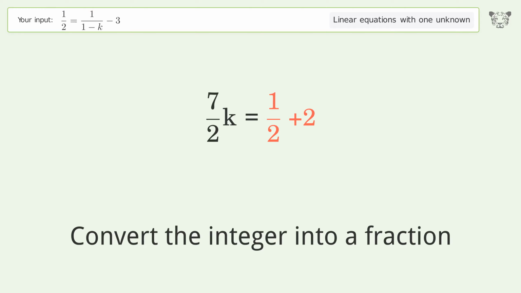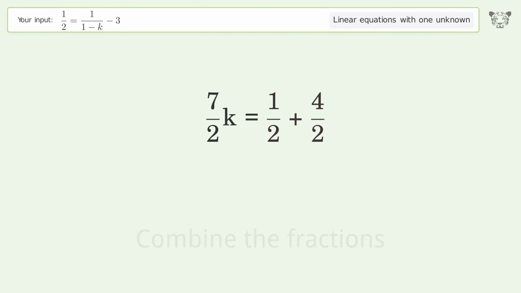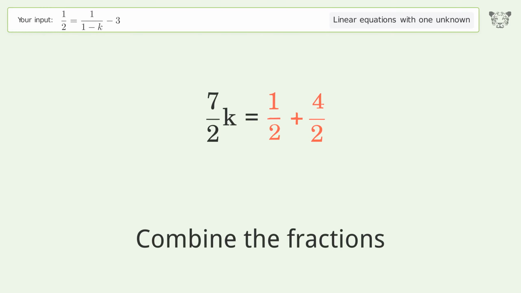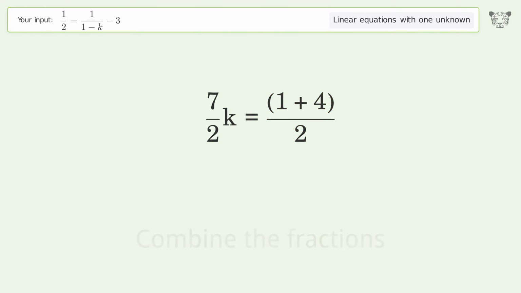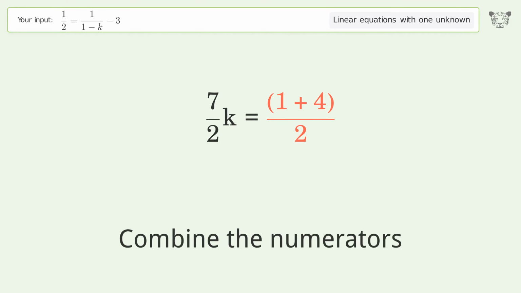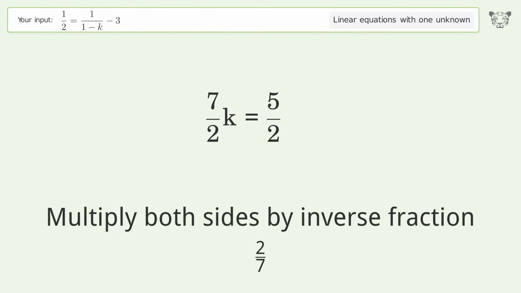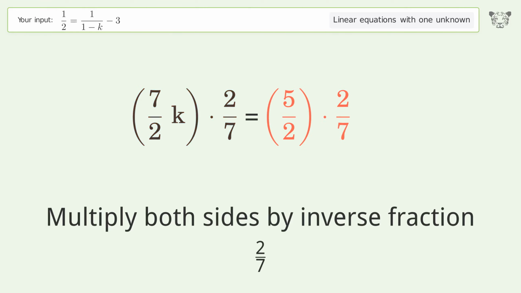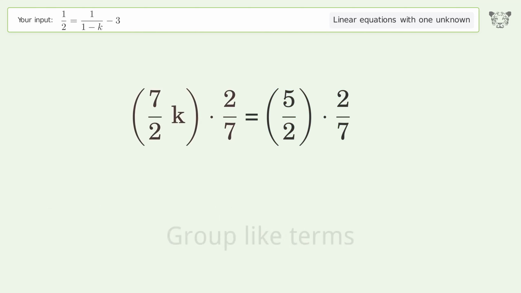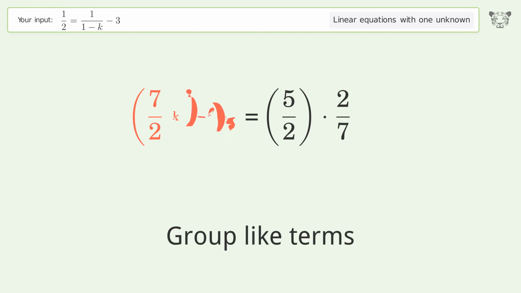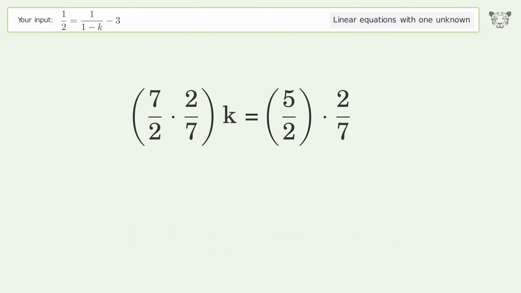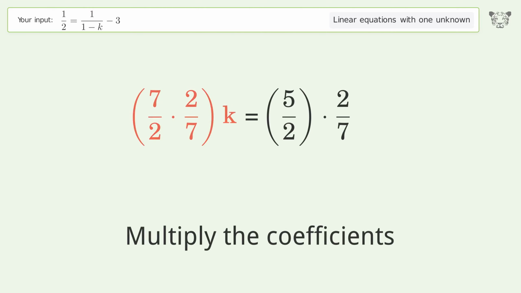Convert the integer into a fraction. Combine the fractions. Combine the numerators. Isolate the k. Multiply both sides by inverse fraction 2/7. Group like terms. Multiply the coefficients.